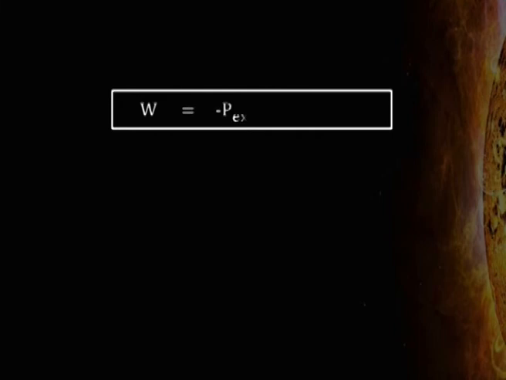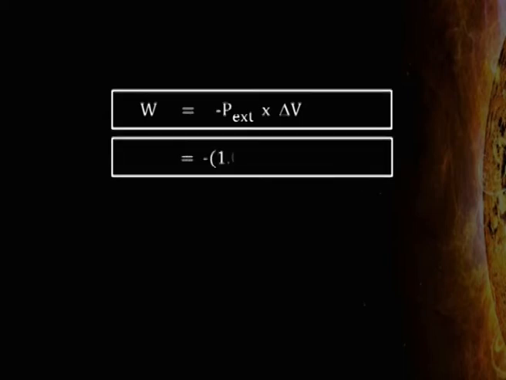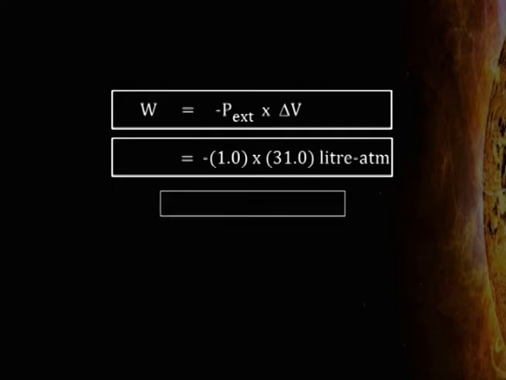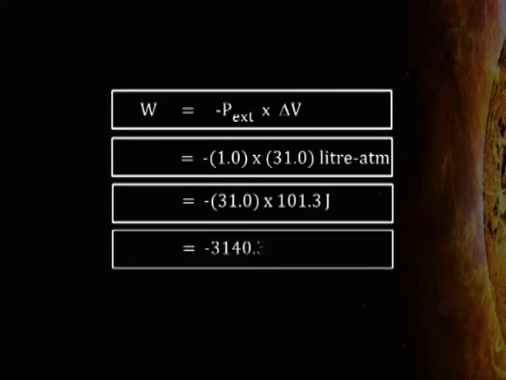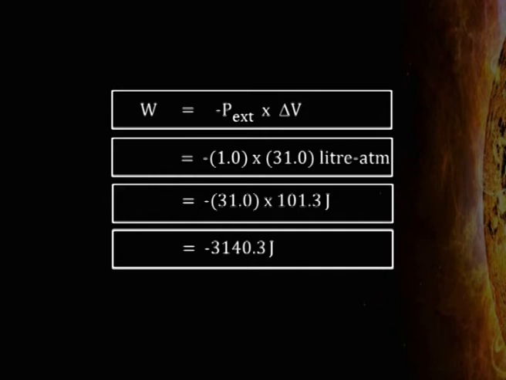Now, W will be minus pressure, which is external pressure, multiplied by delta V, which is the volume of water vapor. Work will be equal to minus 1 multiplied by 31 liter atmospheres, which is equal to 31 multiplied by 101.3 joules, means minus 3140.3 joules.